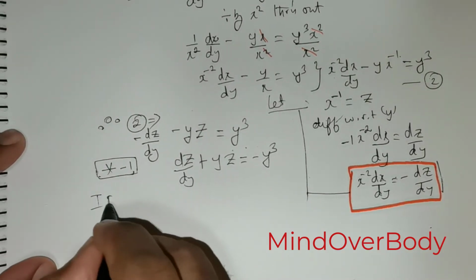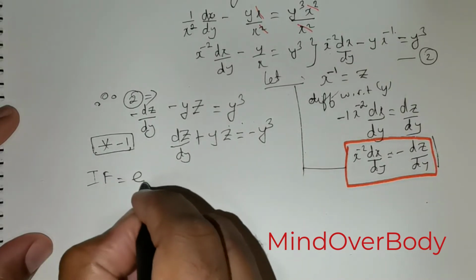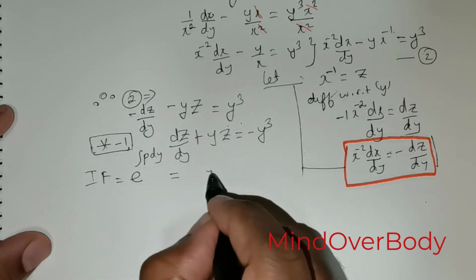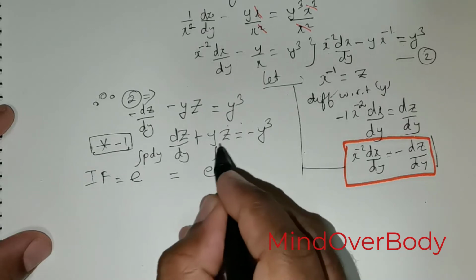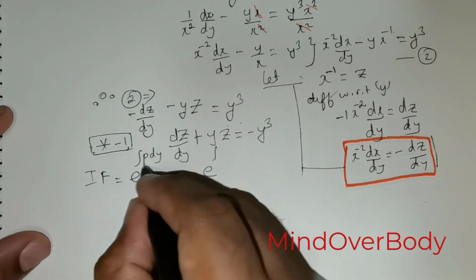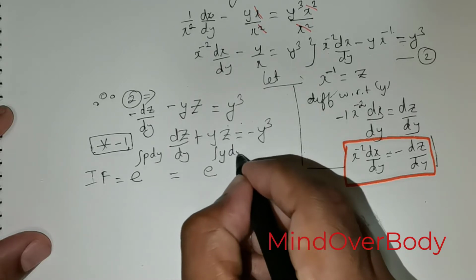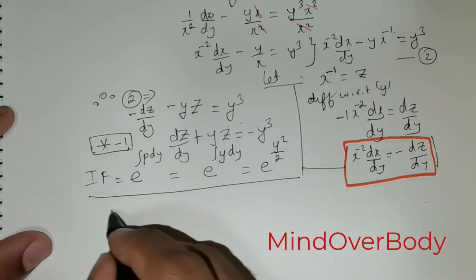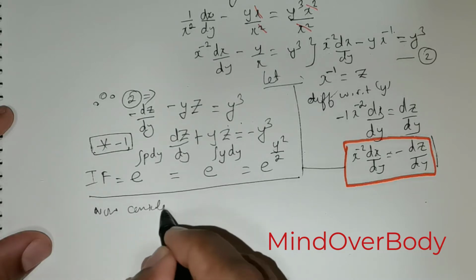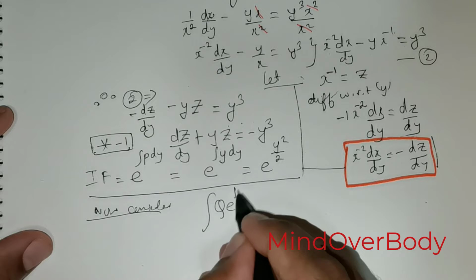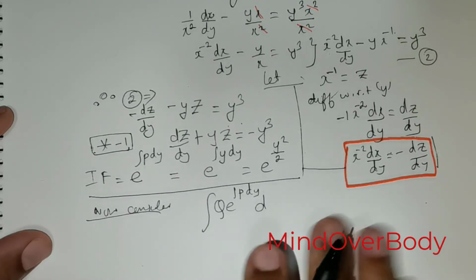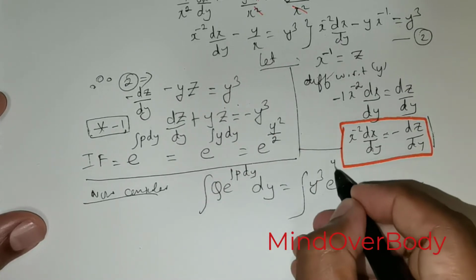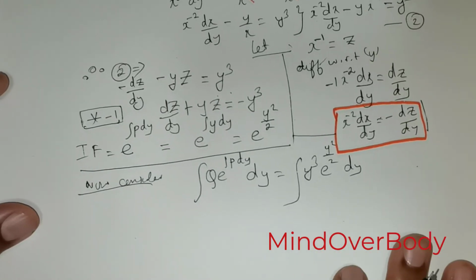The integrating factor, usually we write, is e raised to the power of integral p dx, right? But this time it is going to be p dy. So that is going to be e raised to the power of, whatever we got with z, that would be the value for p. So it's going to be integral y dy, which is e raised to the power of y squared over 2. So this is what we have got. And now we consider integral q times e raised to the power of integral p dy times dy. So this is going to be integral, my q is negative y cubed, e raised to the power of y squared over 2 times dy. This is what I've got.